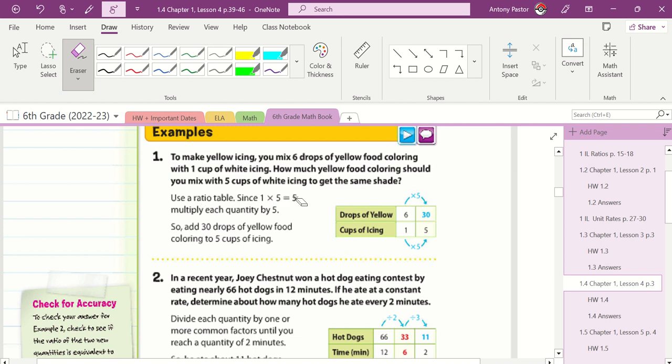Use the ratio table. We did that. So add, and then of course we could do it for even more, just like it had over here. I'm not sure what the numbers were, but we can expand. So say we're using 10 cups of icing. For each 1 cup, I need 6 drops of yellow. So 10 times 6 would be 60. Or what you could do is go based on the unit. 1 times 10 would be 10. 6 times 10 would be 60. And then the same thing can happen for other quantities that you want to find later on.